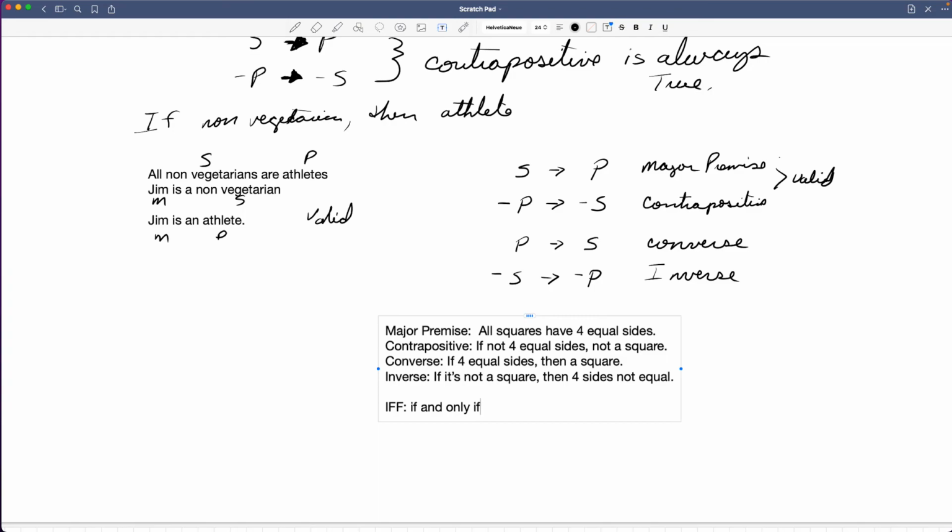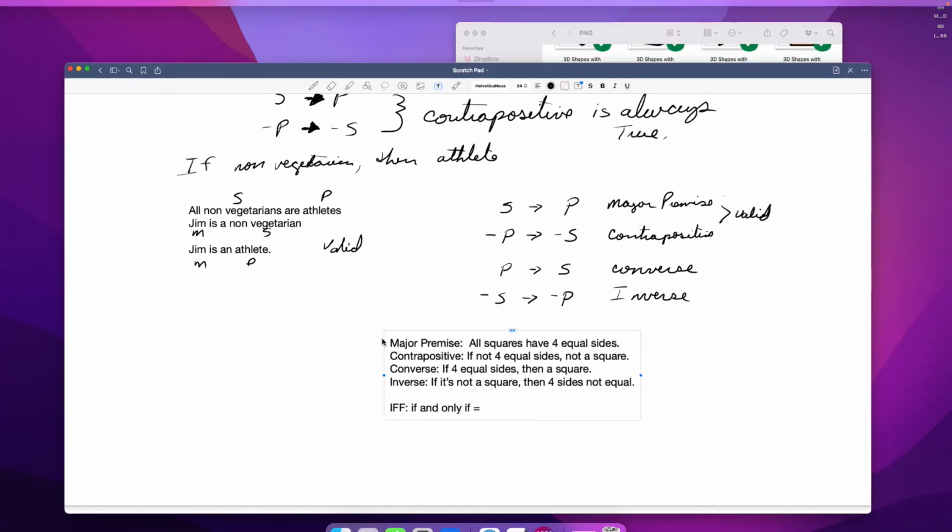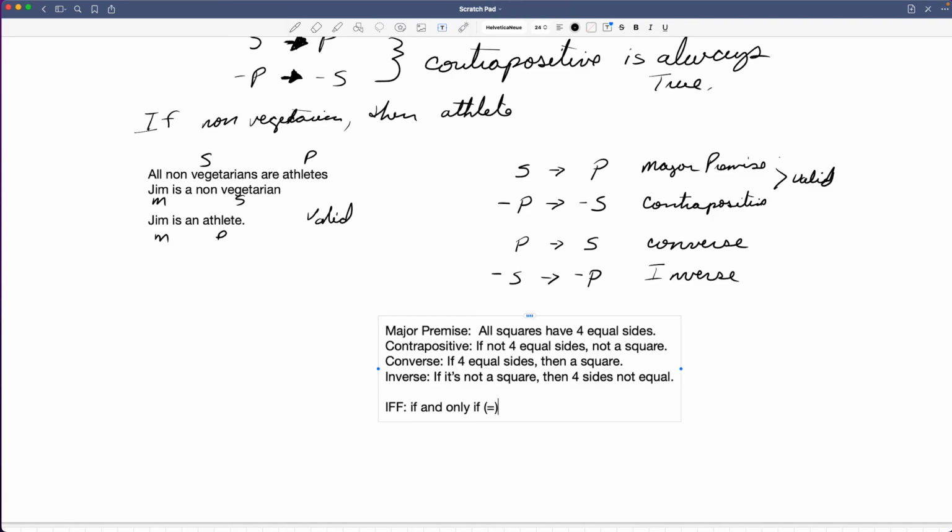And the if and only if just means that they're equal. That would be the equal symbol, right? And an example of that would be all right angles are 90 degrees. Okay. The contrapositive of that would be not 90 degrees, not a right angle. That's true. If it's not 90 degrees, it's not a right angle. What about the converse? The converse would be that 90 degrees is a right angle.